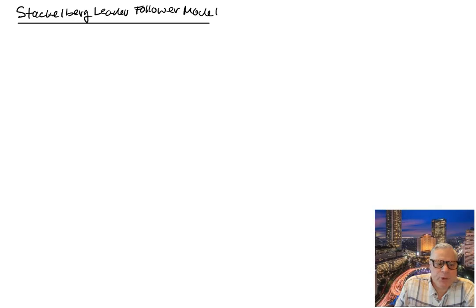So the Stackelberg leader-follower model doesn't inform who is the leader and who the follower, so that's a given. The only thing that the Stackelberg leader-follower model can show is what happens if one is the leader and the other one the follower. So we have to make a decision who the leader will be, and let's say this is firm 1. So firm 1 is the leader, and the follower is firm 2.